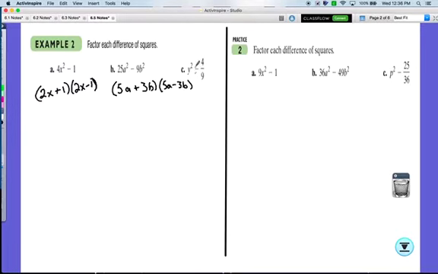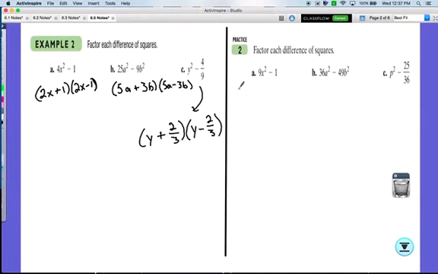For C, we have a fraction, but if you notice the numerator and the denominator are both perfect squares, so we can do exactly the same thing. We'll have y plus, and then the square root of 4 is 2, the square root of 9 is 3, so y plus 2/3, and then y minus 2/3. So that's simple if it's in this form right here. Pause it and try your practice 2 problems.